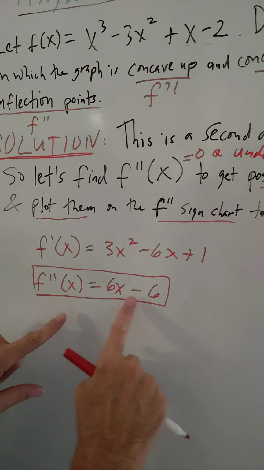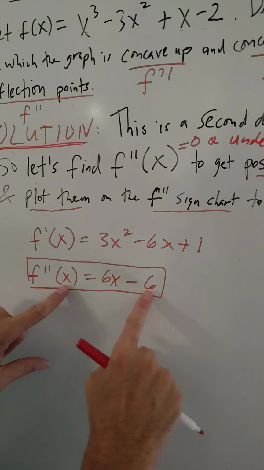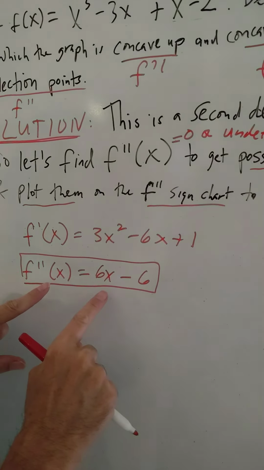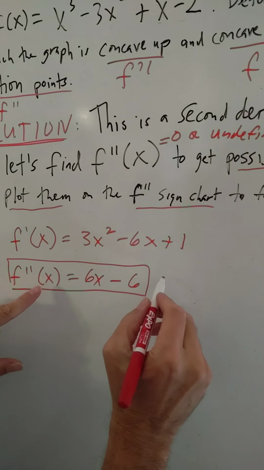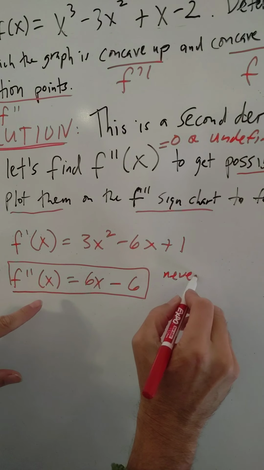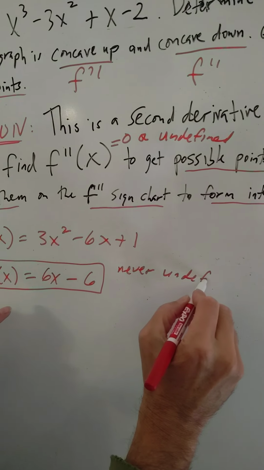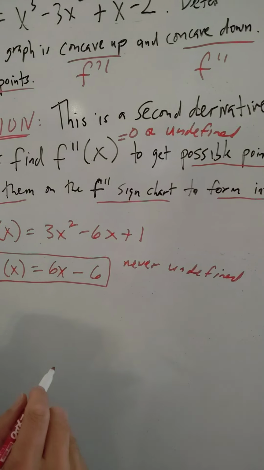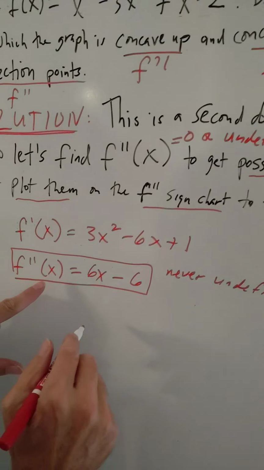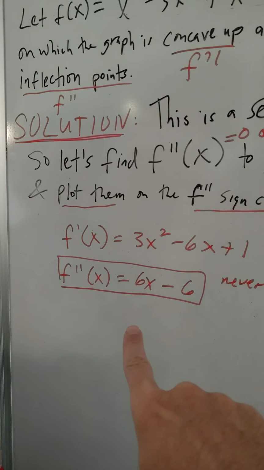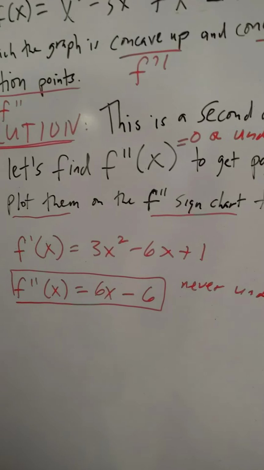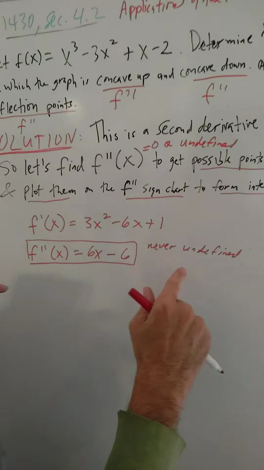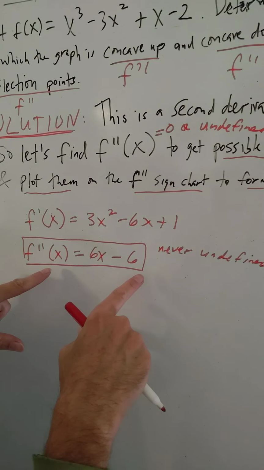Is this ever undefined? Is there an x value that makes this undefined for a possible point of inflection? The answer is no. This function is never undefined, so we are not going to get possible points of inflection that way. It's a polynomial function, and the domain of all polynomial functions is all real numbers, so it's never undefined.